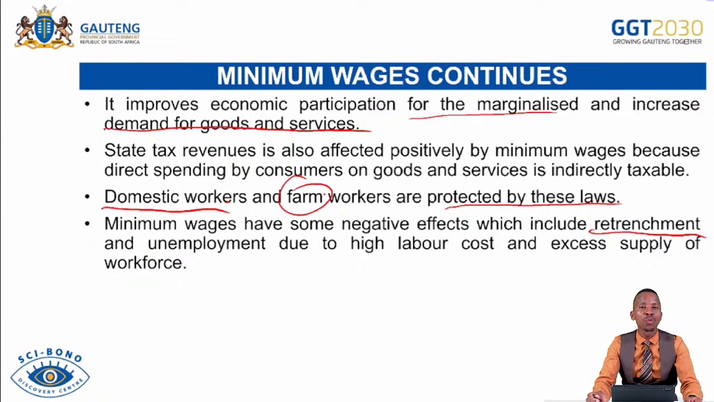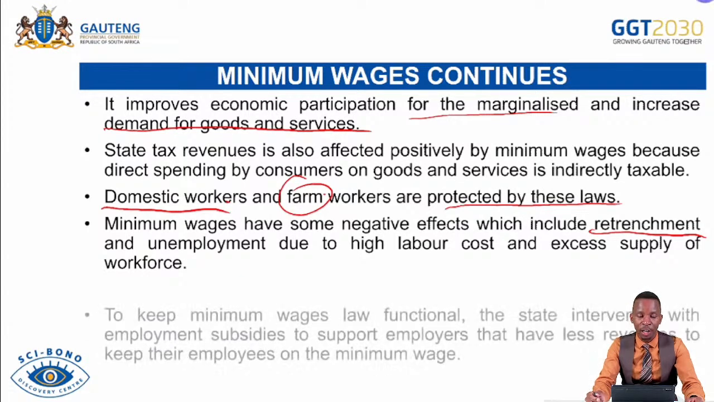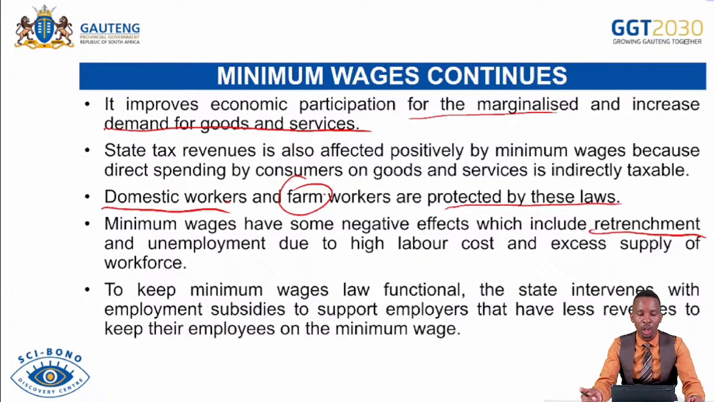So there will be more workers willing to work and supply their labor because the wage level is now reasonable. However, firms will find it expensive to employ all these workers. Therefore, they will retrench workers, and then higher unemployment will prevail again in the economy because of legislation of the minimum wage. So to keep the minimum wage law functional, the state then intervened by giving employment subsidies to businesses so that they will be able to pay these minimum wages that have been legislated. So the state simply intervened by providing employment subsidies.